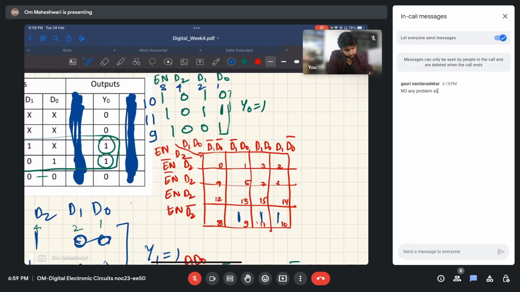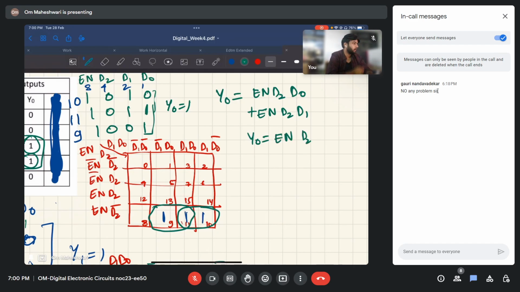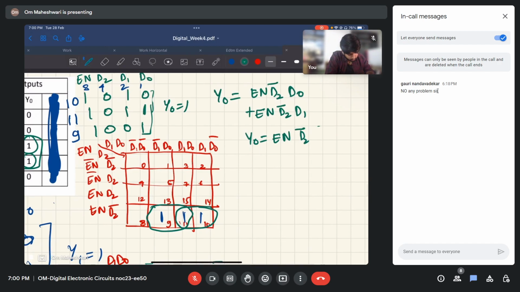So what we can do is make two pairs here, this one and this one. So y0 equals to En D2 bar D0 plus En D2 bar D1. So y0 is En D2 bar, sorry, En D2 bar (D0 plus D1). This is y0.